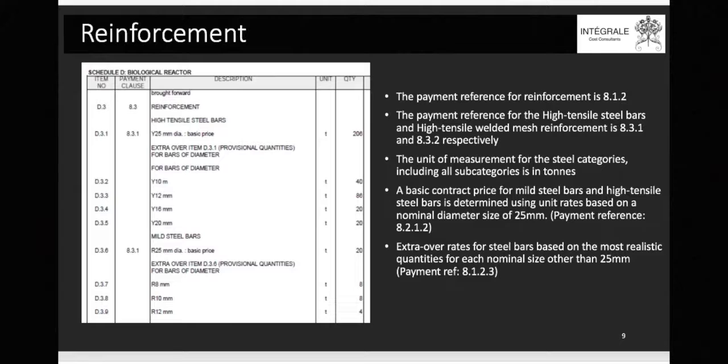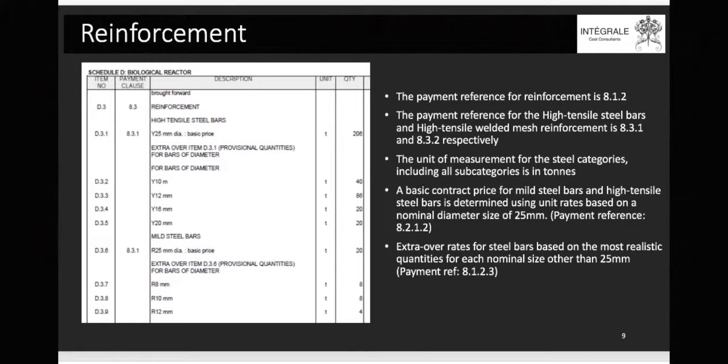The reinforcement item was measured in tons, as required by the SANS 1200G document. The payment reference for reinforcement is 8.3 in the BOQ. This is in accordance with the SANS 1200 document, provided the reinforcement is a scheduled item. If this isn't the case, the payment reference should be 8.1.2 to be in accordance with the SANS 1200G document. The payment reference for the basic price of the high tensile and mild steel bars is 8.3.1.